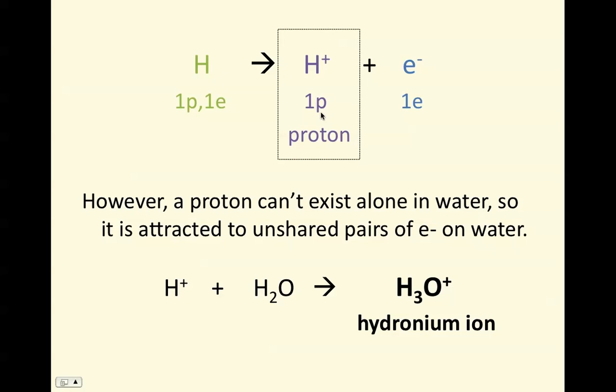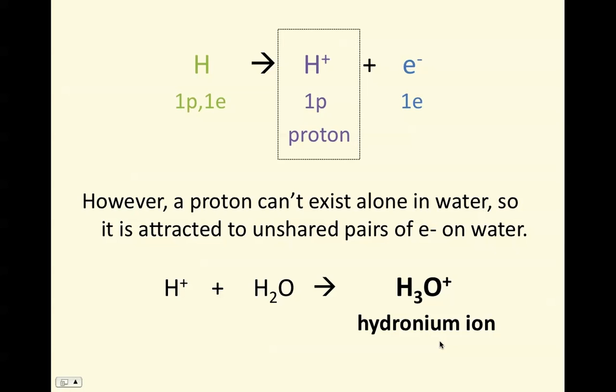Alright, a proton, we're going to see here, when we release this hydrogen into an ion, it's actually just left with one proton. So a hydrogen ion is sometimes referred to as a proton when we talk about acids and bases, and that's because it loses its electron. However, this cannot exist alone in water, so it is attracted to the unshared pairs of electrons on the water. And so this creates what we call the hydronium ion.